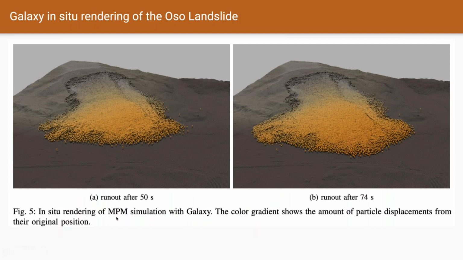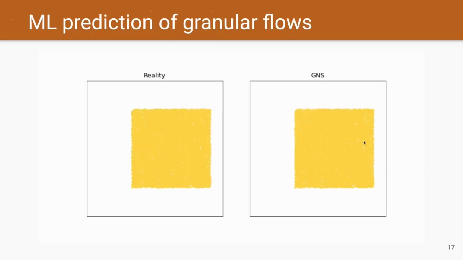This is the in-situ rendering of the MPM simulation after 50 seconds and after 74 seconds. The entire simulation in the real world took about 2 minutes. So the entire landslide ran out for 2 minutes for about 1.6 miles. Looking at it after 50 seconds of that runout, you can see where the particles evolve. And after 74 seconds, this is enabled by Galaxy, and we do ray tracing with global illumination. And these are all running in situ. So our compute is running on 16 nodes, while our visualization is running on 8 MPI nodes on top.